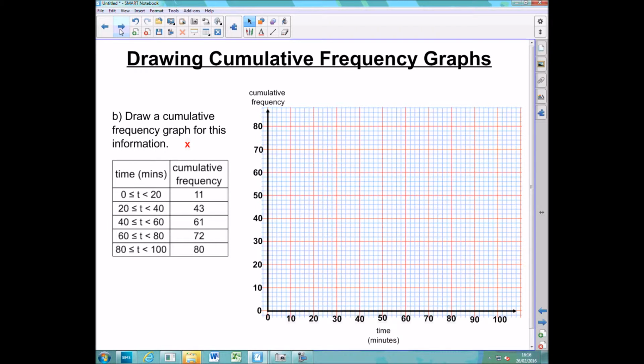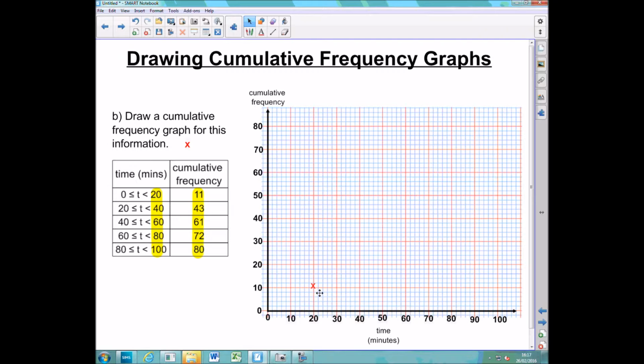Okay, the second question will ask you to draw the cumulative frequency graph after you've completed the table. Now we do this by plotting coordinates of the cumulative frequency against the maximum time. So I'm just going to highlight the maximum time here just to show you. There we go. So all of these values are going to be matched with all of these values here, written as coordinates. So the very first coordinate I'm going to put in is going to be 20 on the time, and it's going to be up to 11 on the cumulative frequency.